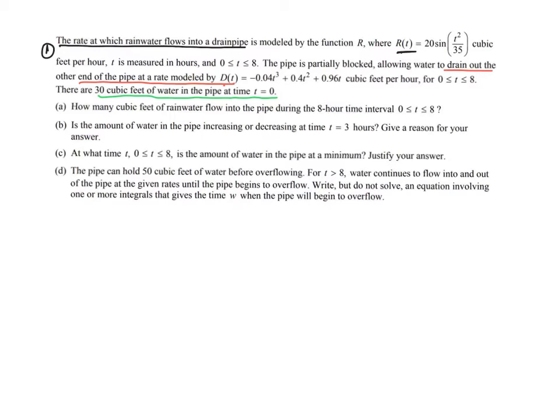Okay, so let's see. Part A. How many cubic feet of rainwater flow into the pipe during the 8-hour interval? Okay, so whenever they ask for the total amount of cubic feet of rainwater, we integrate the rate at which rainwater was flowing into the pipe. So part A would be the definite integral from 0 to 8 of R of T dt. You do not need to rewrite what R of T is. Save that work for the calculator. And the calculator will give us an answer. The answer it comes up with is 76.570. And that's worth 2 points. 1 for the integral and 1 for the answer. And we will put these into the calculator at the end.